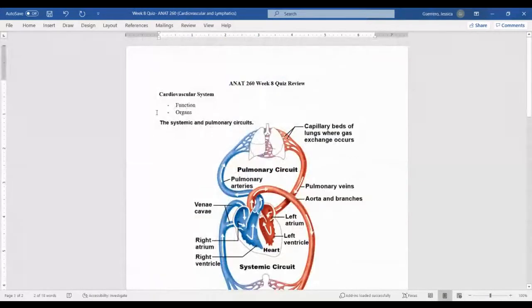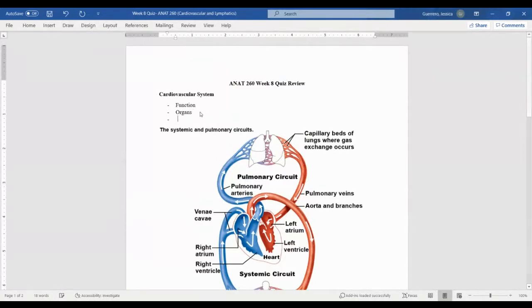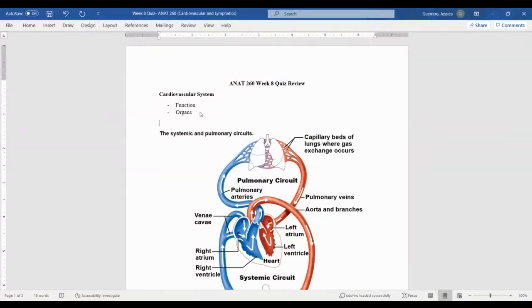Okay, so I'm just going to go through and specifically address the cardiovascular system first, and then I'll come back and we'll do lymphatics. So to begin with, you need to know the blood flow through the body. And when I say body, I mean heart as well. If you watch the lecture that I posted, I say right lungs, left body, right lungs, left body. And this diagram here also depicts that. So, blood flow through the body, through the heart.